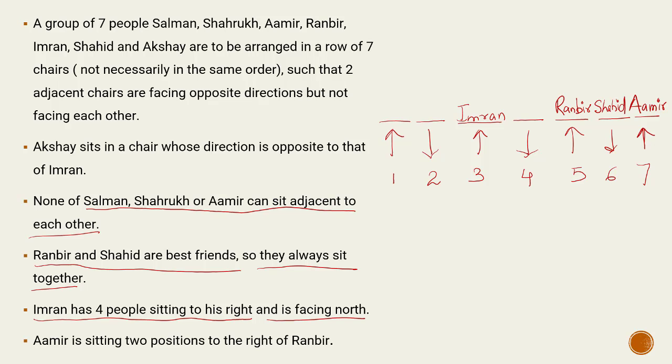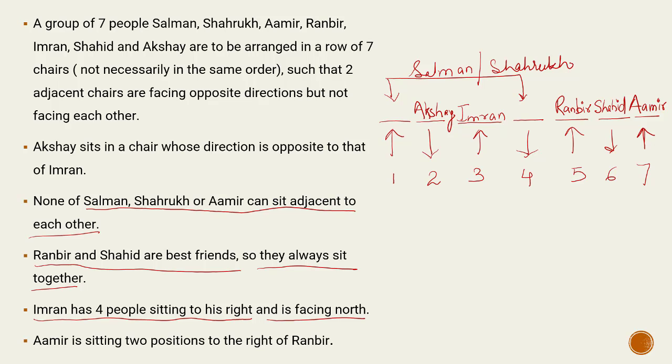On chair number 2, there's only one south facing chair left. This could be Akshay. As far as Shahrukh and Salman are concerned, any one of them can be seated on chair number 1 or chair number 4. So we can say here that we have a possibility out of Salman and Shahrukh: one of them can sit on chair number 1, and the other can sit on chair number 4. Now, is this the only arrangement possible with this question?